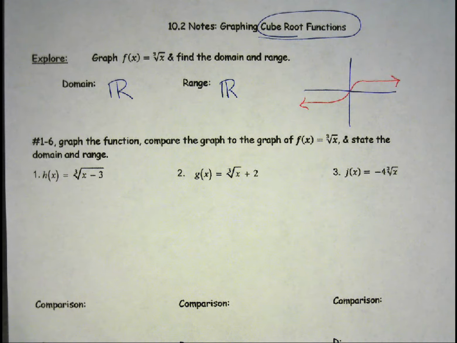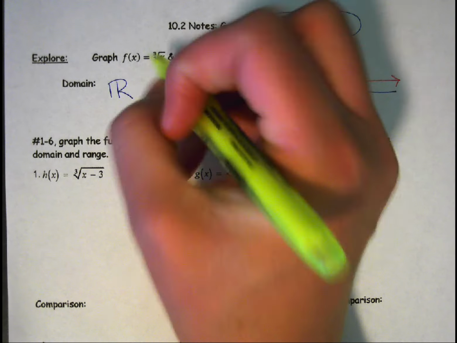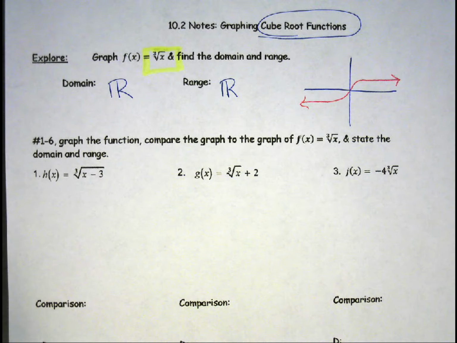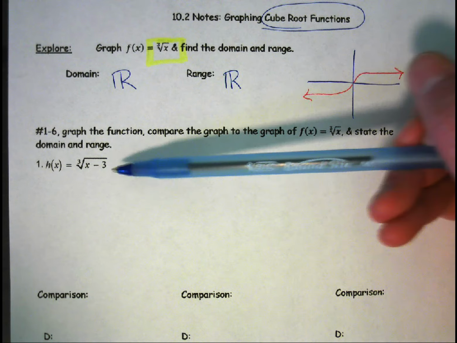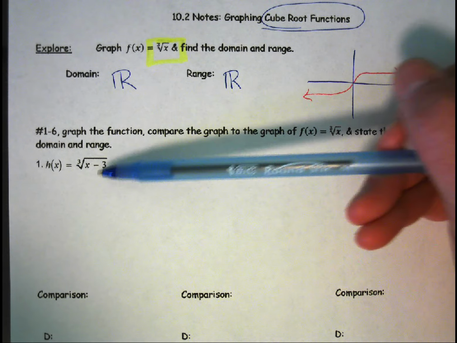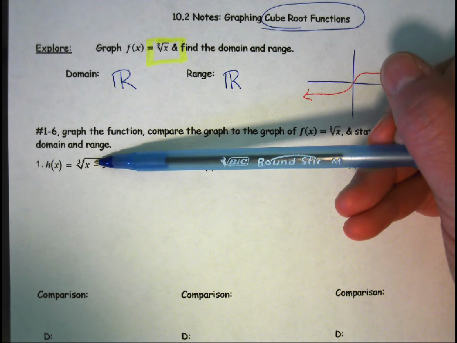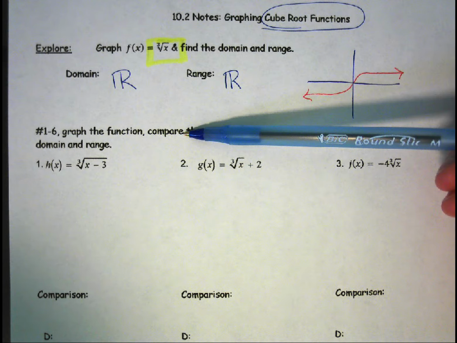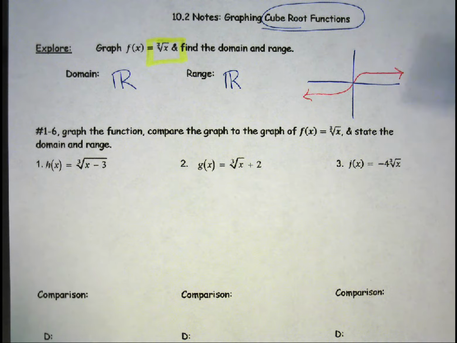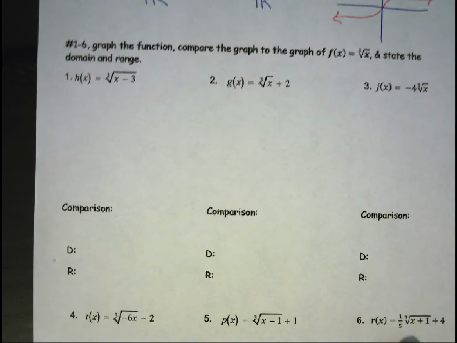Now this again is often what they call the parent. So all they're going to do, the same thing as we've been doing in previous chapters in chapter 8 and in 10.1, is they're going to change the graph and just ask you how does this affect it. So they want you to graph it, they want you to compare it, and they want you to state the domain and range. So let's go down here and let's do that.